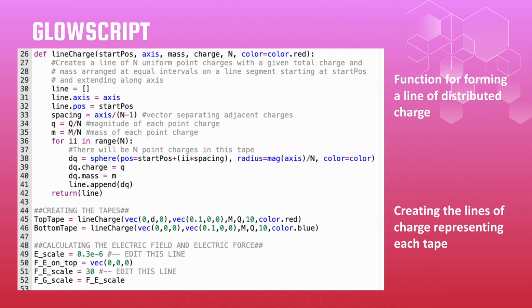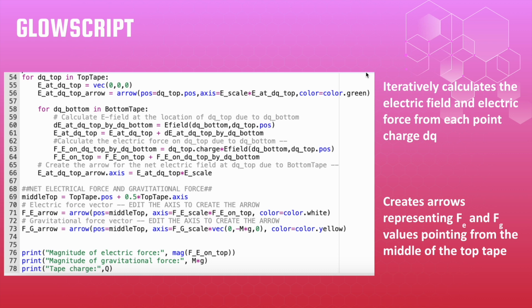In this part of my code, I have a function for forming a line of distributed charges up here, and down here I have the code for creating the lines of charge representing each piece of tape. And in the final part of my GlowScript, I have a section that iteratively calculates the electric field and electric force from each point charge dQ, and I have this part that creates arrows representing the electric force and gravitational force values pointing from the middle of the upper tape.